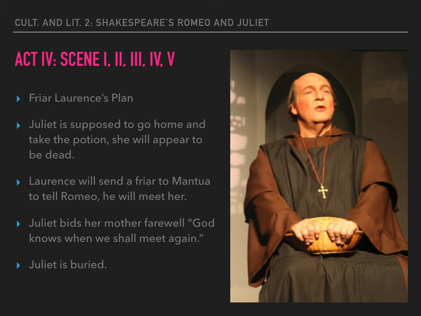In Act 4, Scenes 1, 2, 3, 4, and 5, we then have essentially Friar Lawrence's plan. Juliet's supposed to go home and take the potion. She will appear to be dead.